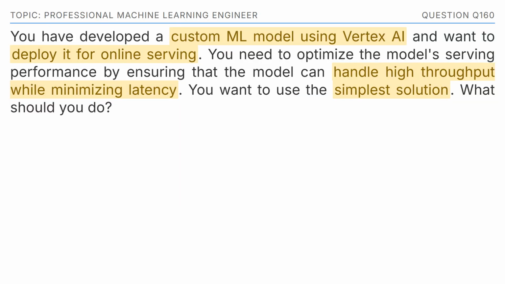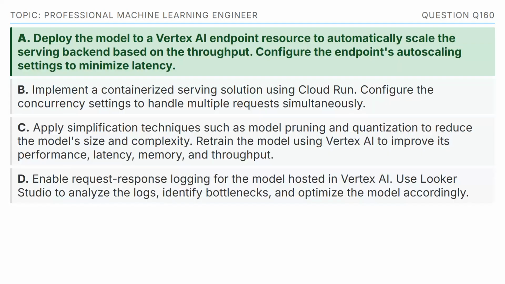To arrive at the correct answer, we focus on the keywords: custom ML model using Vertex AI, deploy it for online serving, handle high throughput while minimizing latency, simplest solution. The correct answer is option A. Deploy the model to a Vertex AI endpoint resource to automatically scale the serving backend based on the throughput. Configure the endpoint's auto-scaling settings to minimize latency.